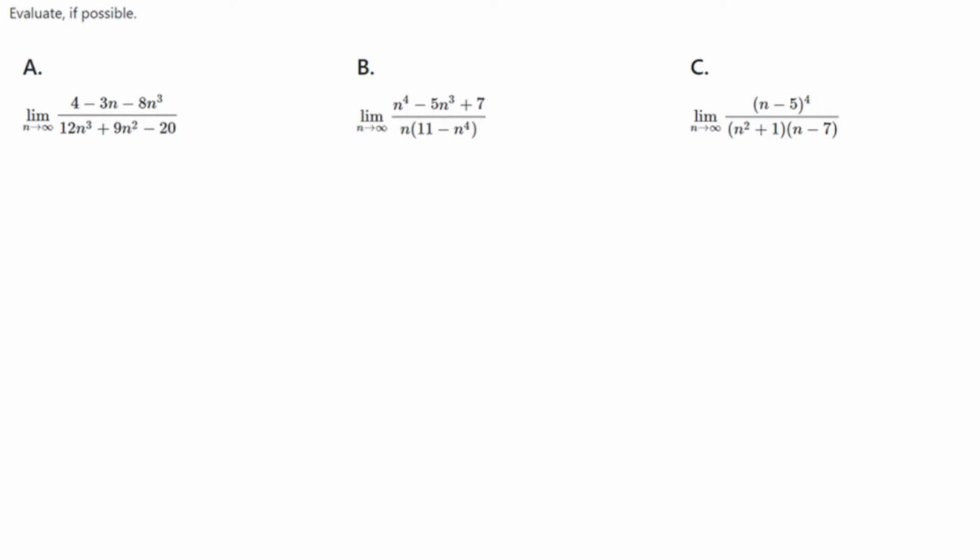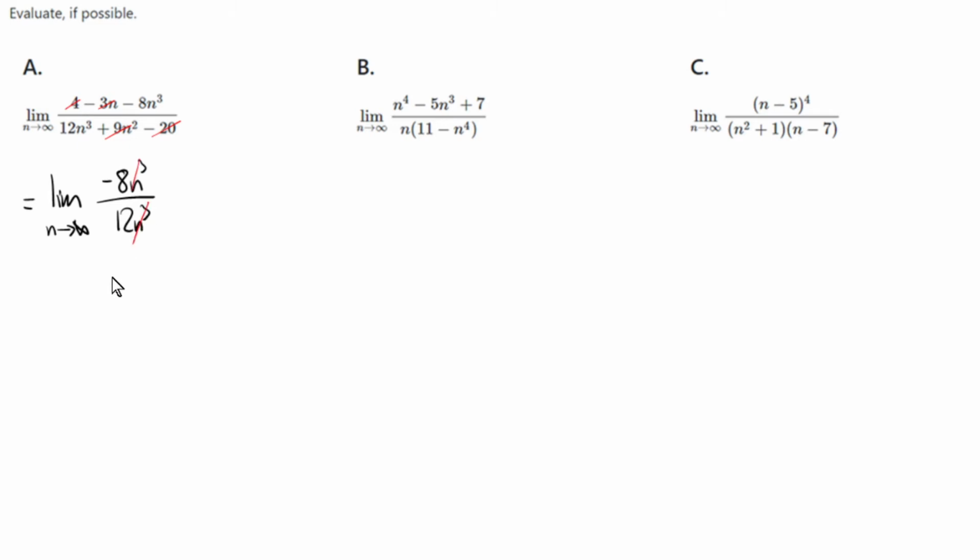Evaluate if possible. For these examples, we're going to evaluate the following limits by eliminating any power of lower degree. So in this first example here, the highest degree is 3n cubed. So that means we can eliminate any terms that have a lower degree, leaving us with the limit as n tends to infinity. In the numerator, we have negative 8n cubed.